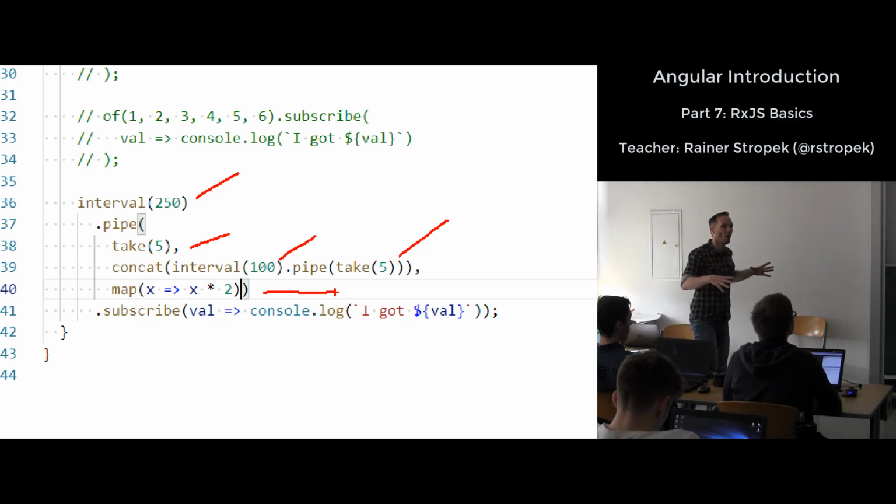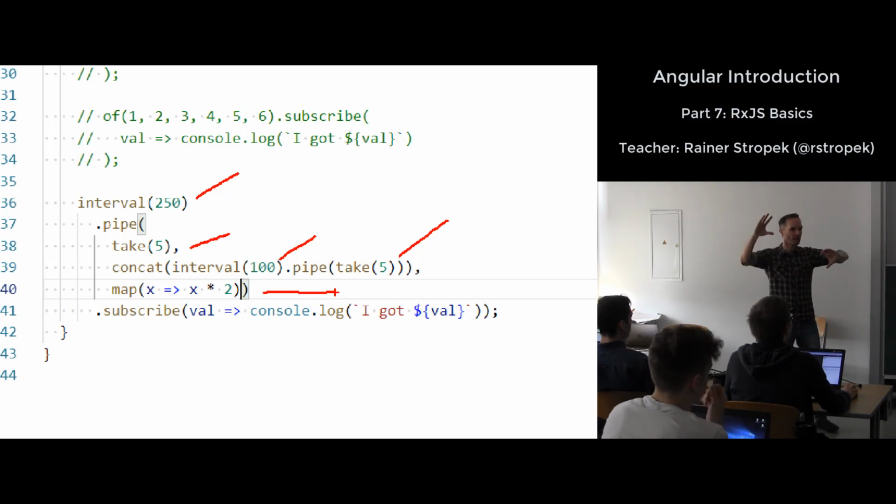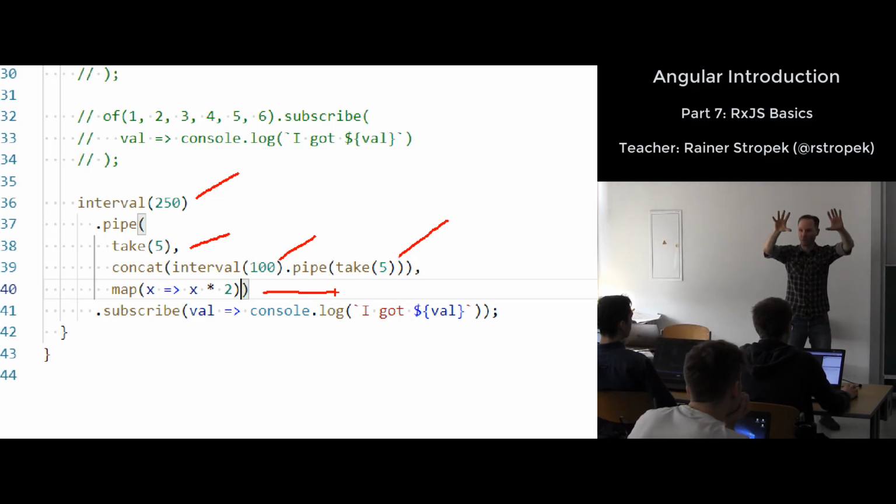So now we are combining these pipelines. Get the idea? We take one pipeline, we take the other pipeline, and the concat operator connects both pipelines. Understand what I mean?